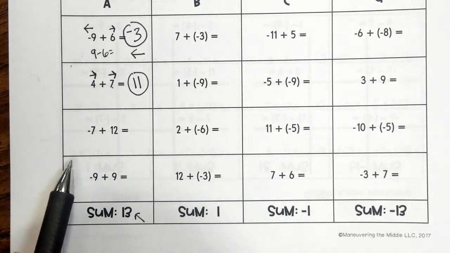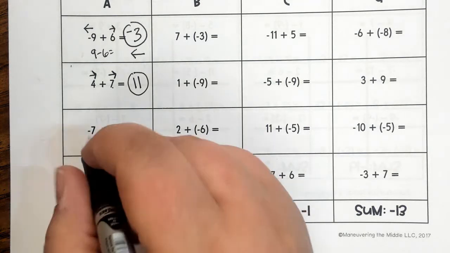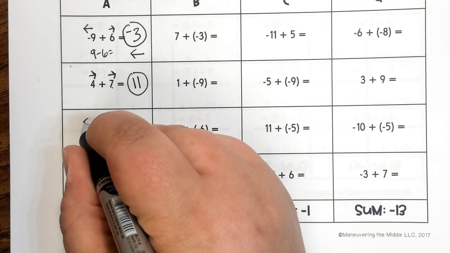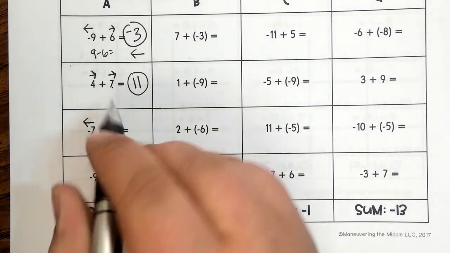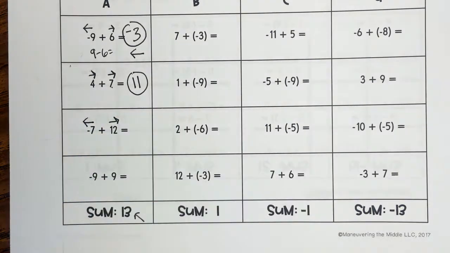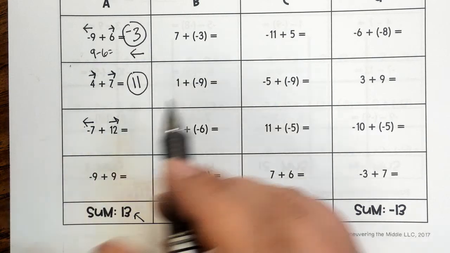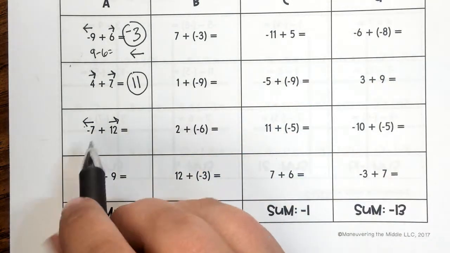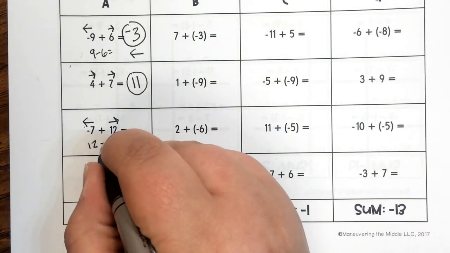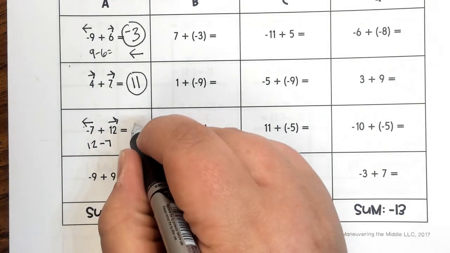Now we've got negative 7 plus 12. Negative 7 is negative, so we're going left. Plus normal 12 goes right on a number line. So these arrows are facing different directions, which means I'm finding the difference. So I'm really thinking about 12 minus 7. 12 minus 7 is 5.